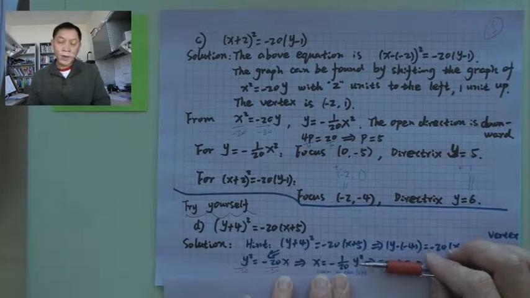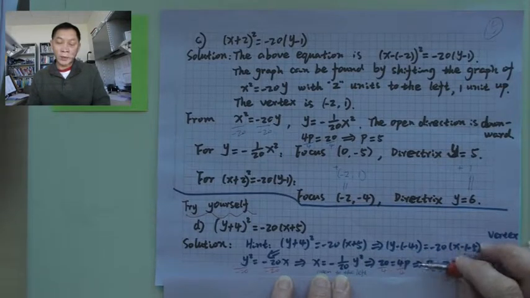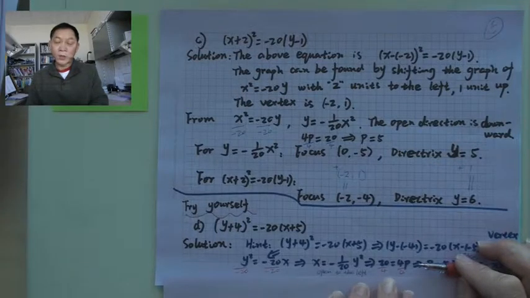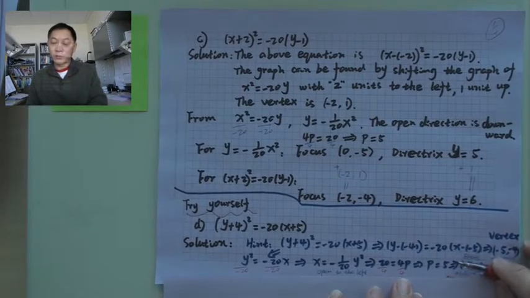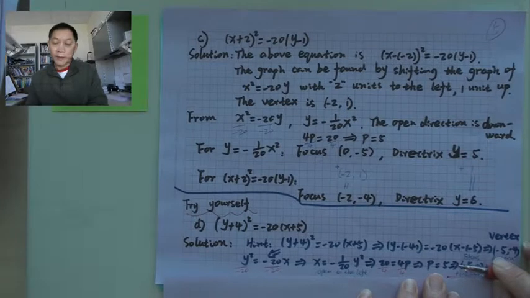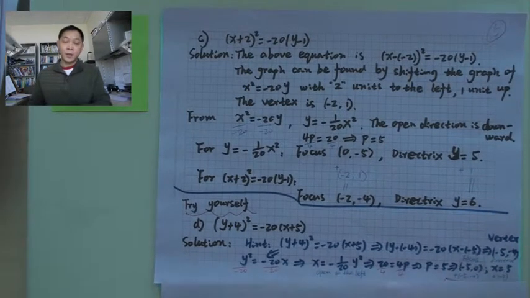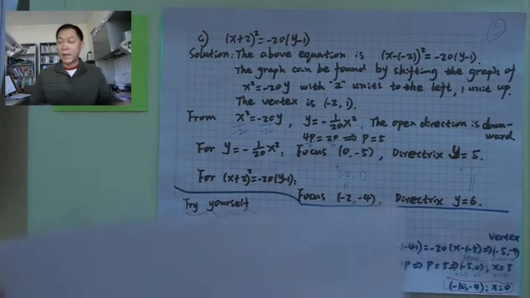Now, 20 has to be equal to 4p. Okay, because remember downstairs it has to be 4p. Then you can have a p, both sides divided by 4. So you have p is 5. Okay, in this case, what you get here is the open direction is to the left.